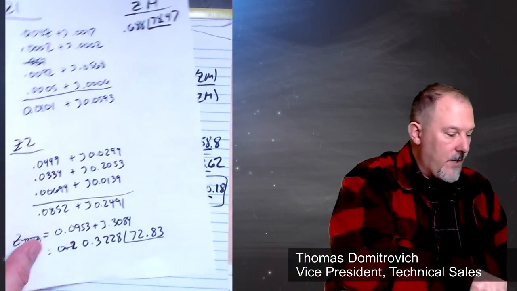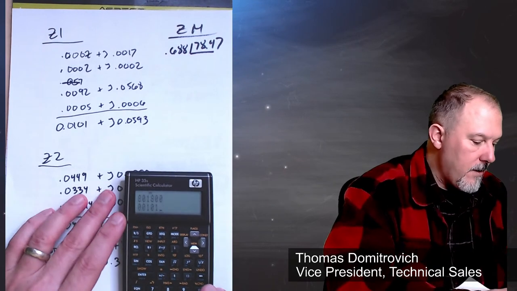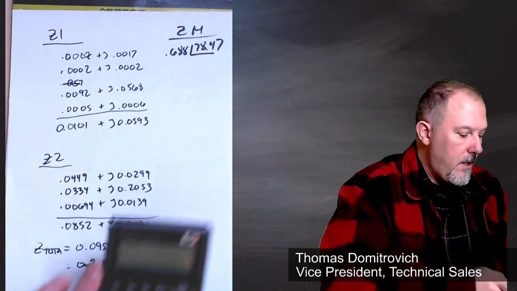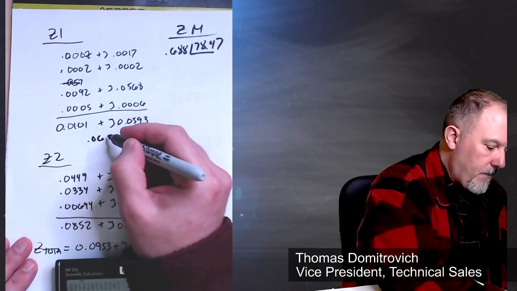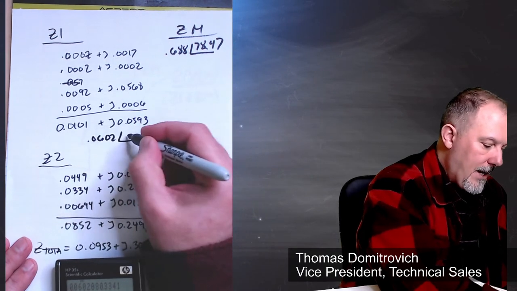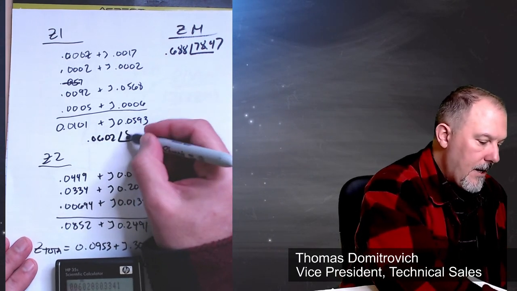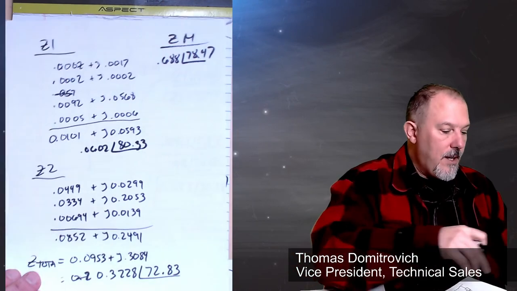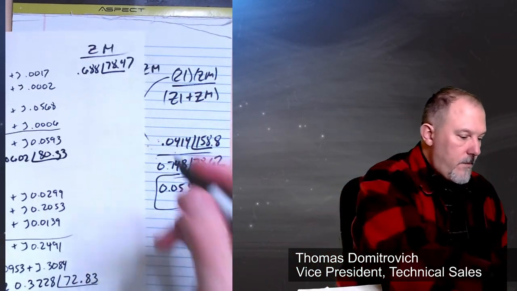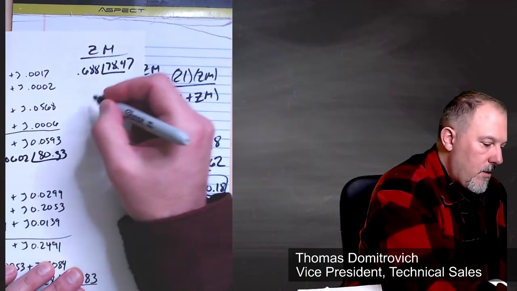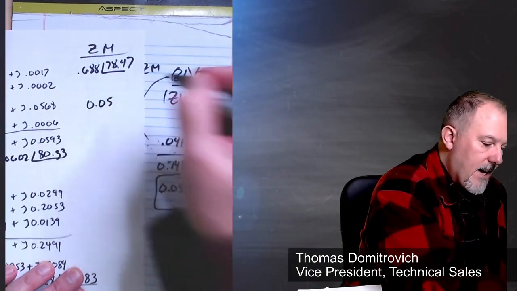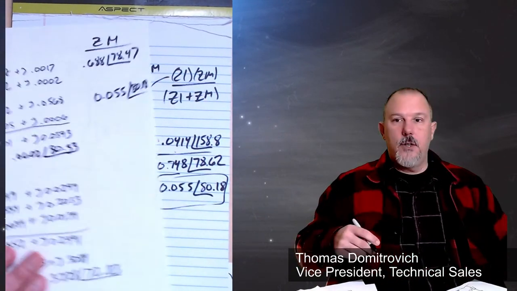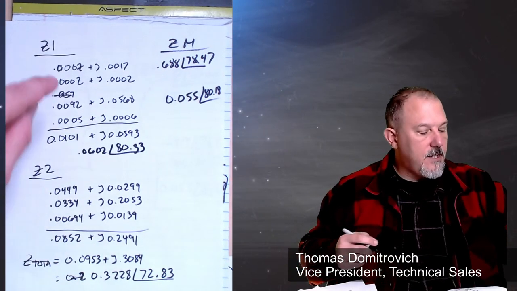What did we say Z1 was? 0.0101 I 0.0593 is 0.0602 at an angle of 80.33. So by doing the combination, 0.055 at an angle of 80.18. So by doing that combination, I knocked Z1 down.